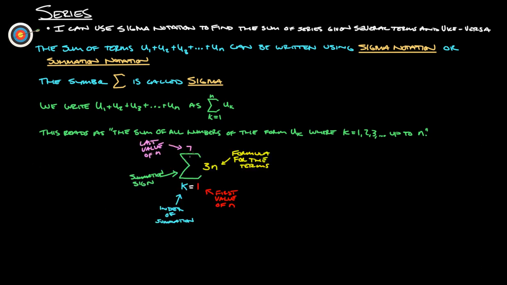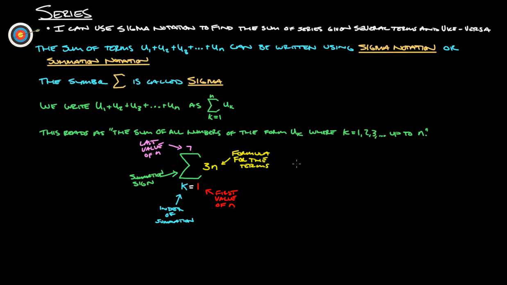All right, for example, here's our sigma notation. The k is our index of summation, it's called, and that equals 1. So 1 is going to be the first value of n. When we go through and figure the series out, we plug in 1 for n first, and then we plug in 2, 3, 4, 5, all the way up, and our last term is going to be 7, the last value of n. So if we were going to do this here, this is going to look like this.